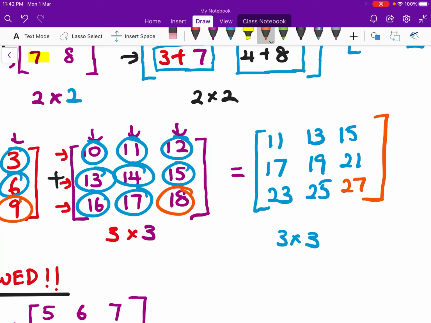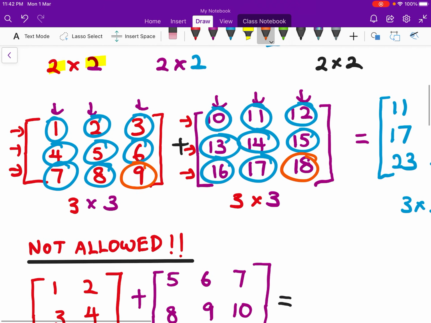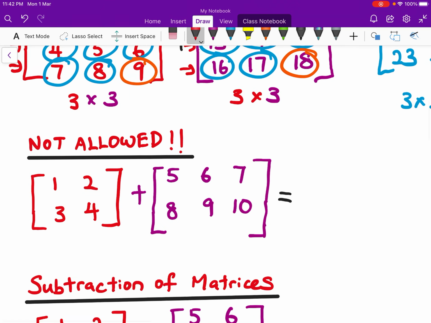If there are 3 or 4 matrices, it's also possible. Just add element by element. What is not allowed is something like this. Remember, when you add 2 matrices or 3 matrices together, they must have the same order. The first matrix is a 2 by 2, and the second matrix is a 2 by 3. The orders are not the same, so there shouldn't be any adding up.